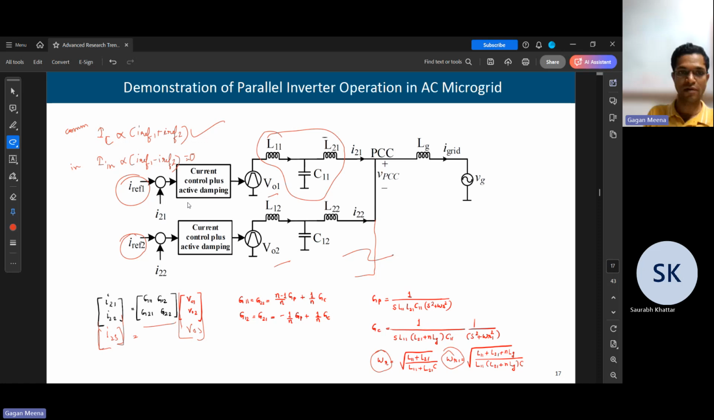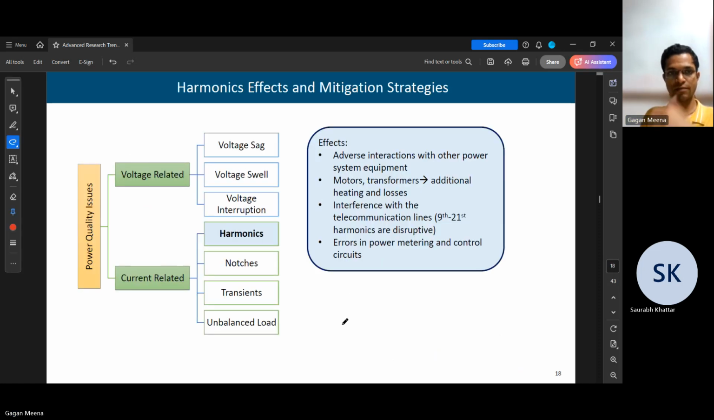Okay, so the last topic which was discussed in this week was harmonic effects and mitigation strategies. These are all power quality issues. Harmonics is one kind of power quality issue. The power quality deteriorates when there is a deviation.